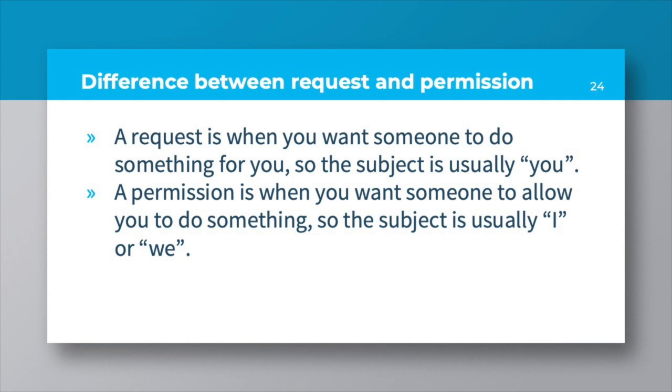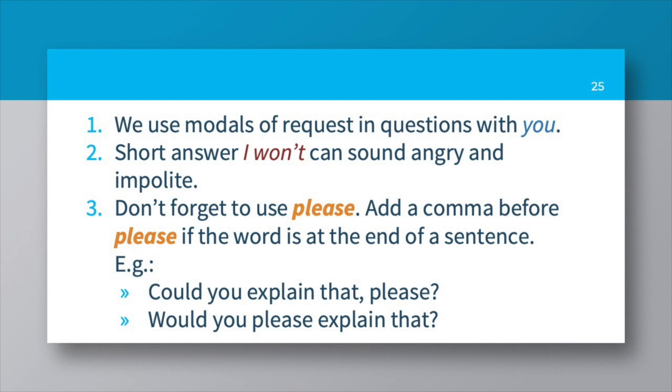A request is when you want someone to do something for you, so the subject is usually you. A permission is when you want someone to allow you to do something, so the subject is usually I or we. Okay, let's have a quick note here. We use modals of request in questions with you. A short answer, like I won't, can sound angry and impolite. Don't forget to add please.